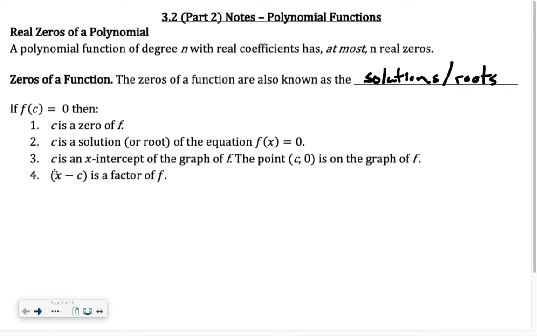Okay, so this part is important, the minus c, because what we're saying is if I were to take that factor and set it equal to 0 and solve, I would add c to both sides and get x equals positive c as one of my solutions or roots or x-intercepts. So x minus c would be a factor of the function.